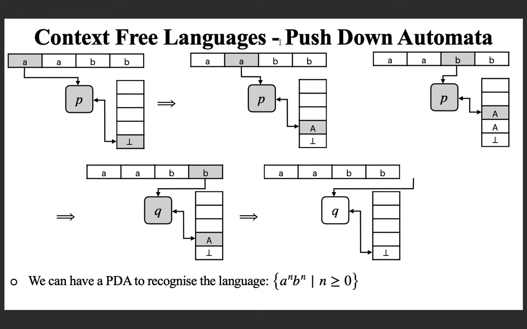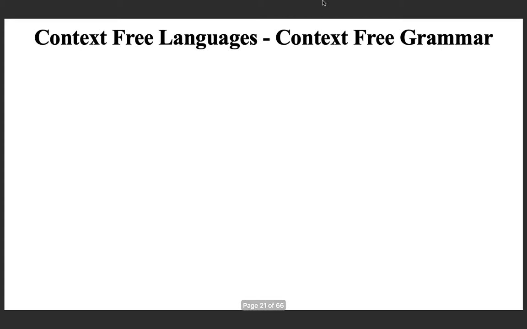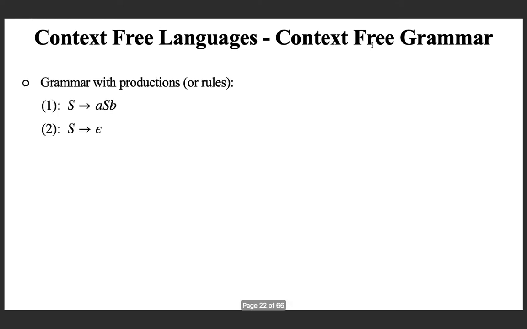And after the push-down automata, which is the automata for representing context-free languages, we shall discuss a grammar representation for context-free languages, which is called context-free grammar. For example, you consider a grammar with these two productions or rules.